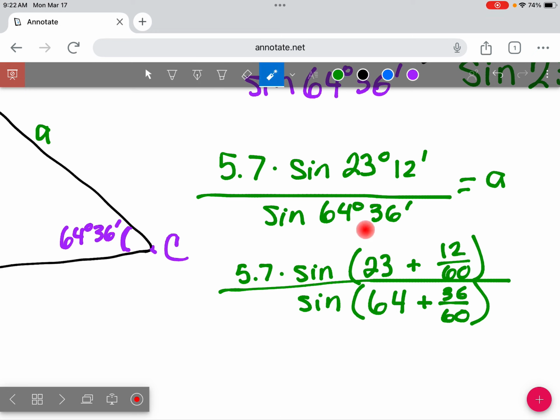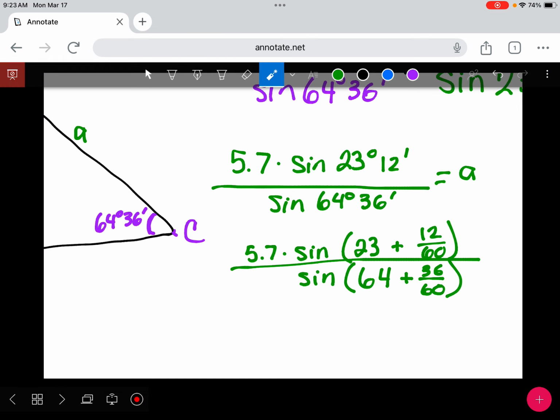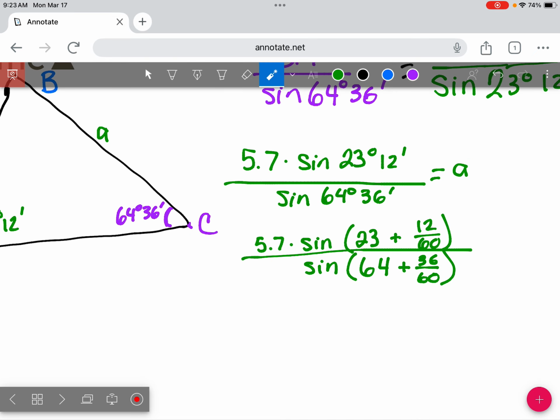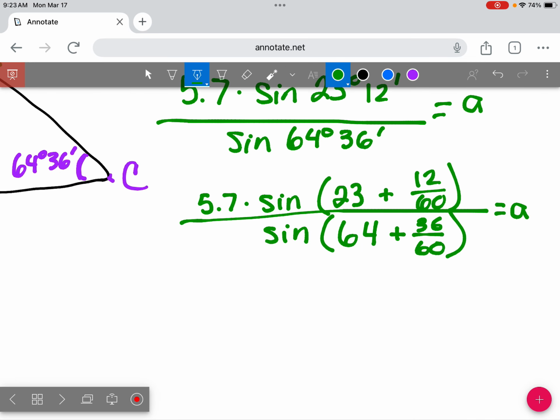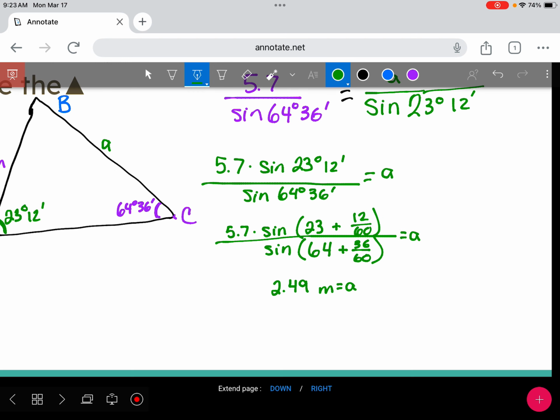So you could also convert this to decimal. It's 100% the exact same thing. If you convert 23 degrees and 12 minutes back to decimals for degrees, you will get the exact same thing as 23 plus 12 over 60. And you can type it in the calculator just like this. Yep, you should get 2.49. So side A is going to be 2.49 meters.